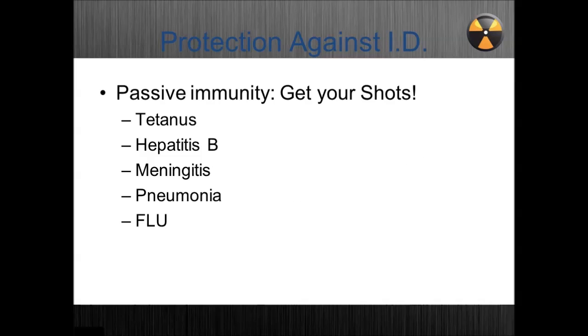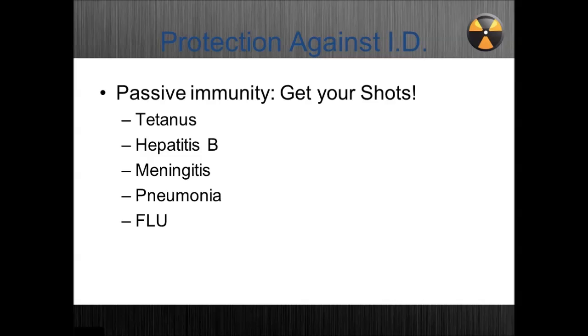So the body's got its own defenses, and then modern medicine has developed a way to try, like I was saying earlier, to boost your body's immune system, and that's through passive immunity. So we give you vaccines. So all of you should have gotten a tetanus shot. Because believe me, you do not want the tetanus infection. It's life-threatening. Hepatitis B, you don't want that either, so get that shot. And then there are other ones.